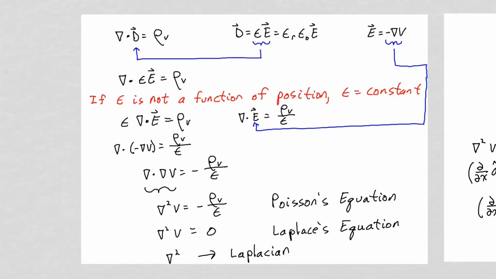Here we have the point form of Gauss's law, and here the relationship between the electric flux density field and the electric field intensity using the absolute permittivity. So we're going to substitute for the electric flux density field in Gauss's law epsilon times the electric field intensity. To proceed, we have to make one assumption, and that assumption is that the absolute permittivity is not a function of position. In other words, the permittivity is a constant. Let's see what that means for us.